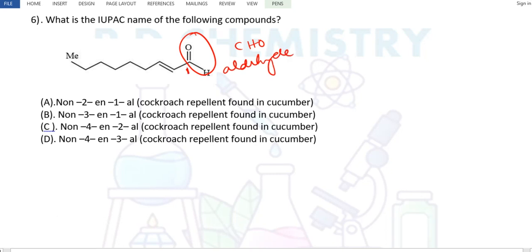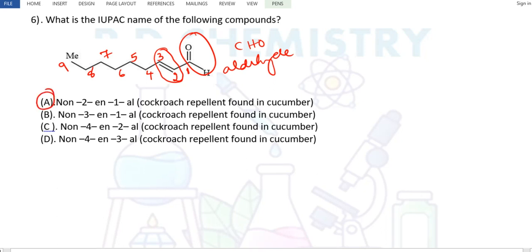So carbon number 1 carries the functional group. Carbon number 2, 3, 4, 5, 6, 7, 8, and 9. It is a 9 carbon atom chain, nonane. But a carbon-carbon double bond is also there, right? The double bond starts on the second carbon, so non-2-ene should be. So only one option is available. A should be the answer.